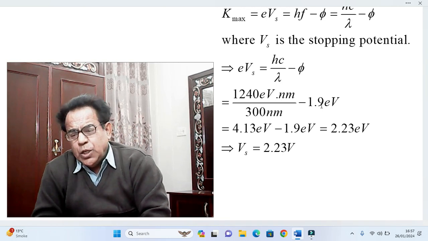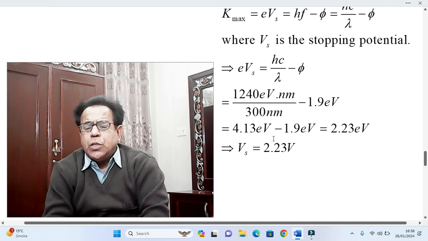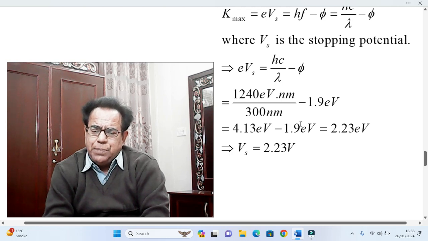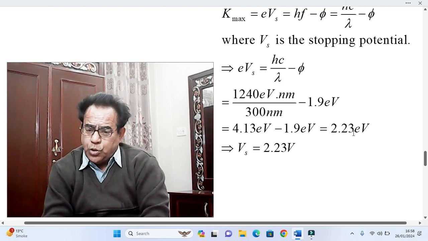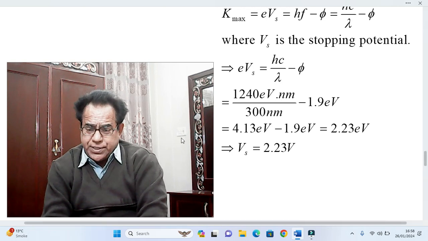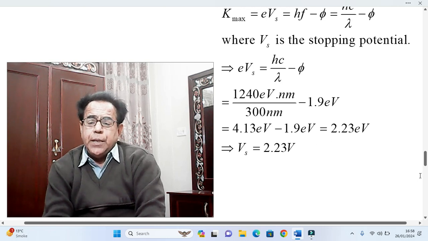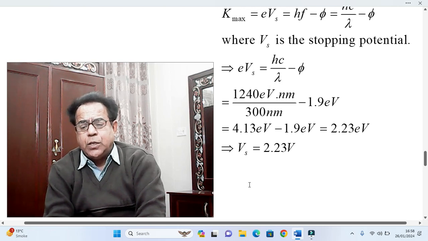So dear students, here nanometer will be cancelled with nanometer, and our answer will become electron volt minus electron volt. Both have the same units, so they are subtracted easily, and hence our final answer becomes eVs equal to 2.23 electron volt. If we divide both sides by e, we get Vs equal to 2.23 volt, because 2.23 electron volt is equal to e into Vs, while we have to calculate simply Vs, the stopping potential. So the stopping potential is equal to 2.23 volt.